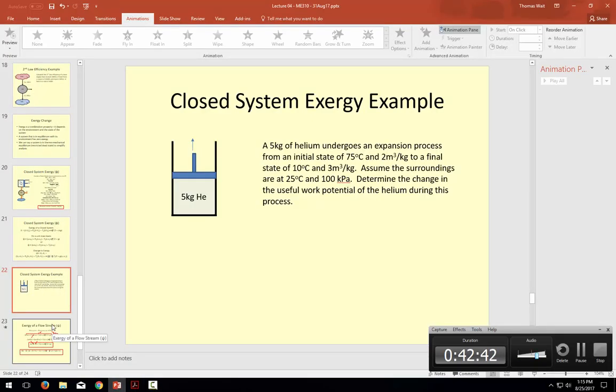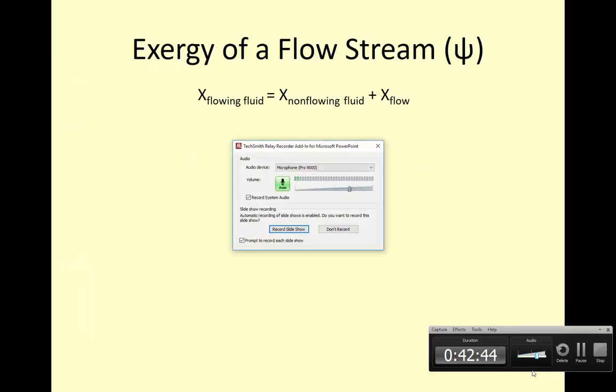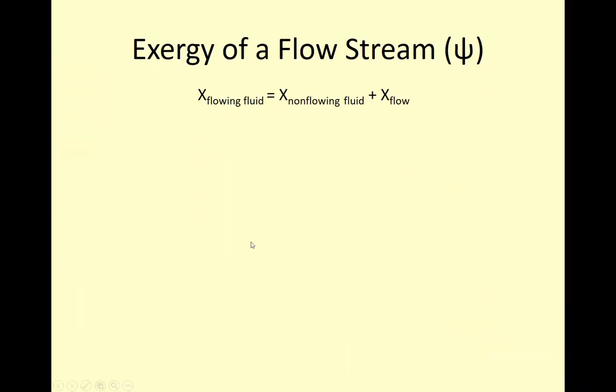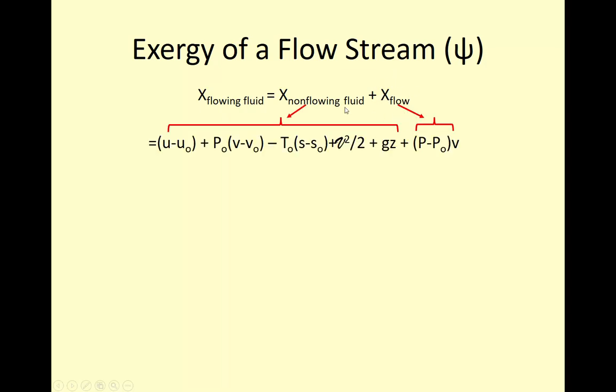Okay, so let's look now at the open system analysis. So the exergy of a flow stream is going to be equal to the exergy of a fluid that is not flowing, like we might find in a closed system, plus the exergy associated with the flow of the fluid itself. So when we start off with the exergy of the non-flowing fluid, this is identical to the equation that we used in the closed system case. So we have U minus U naught plus P times V minus V naught minus T times S minus S naught plus the V squared over 2 plus GZ.